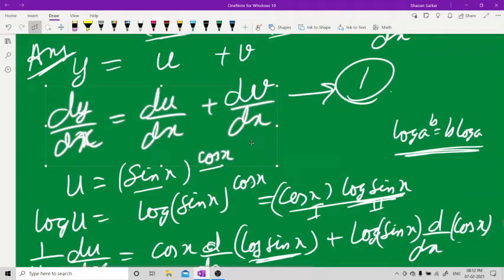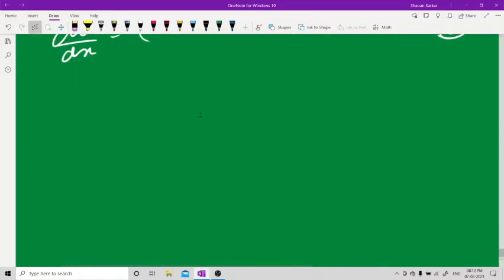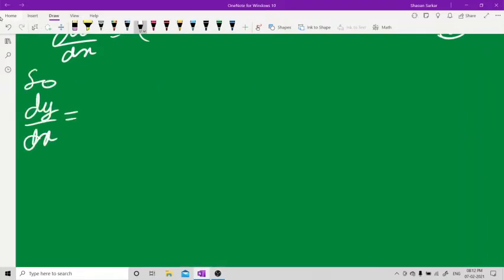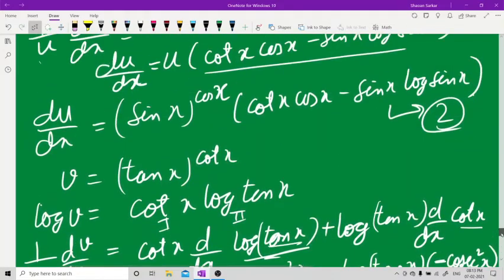Equation 2 or equation 3 को इस equation 1 में put करना है. So now let's see what will happen. So dy by dx is equal to, what is your du dx? Let's see. Du dx is sine x to the power of cos x.